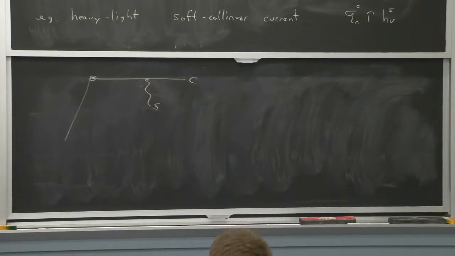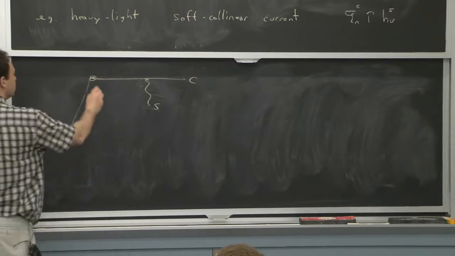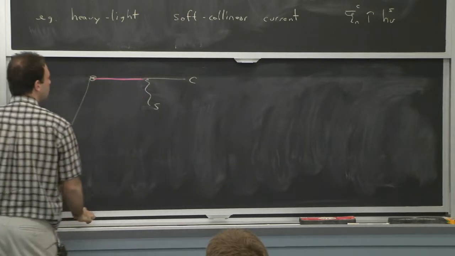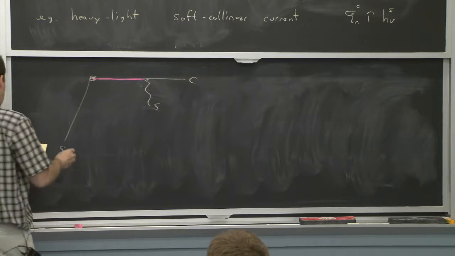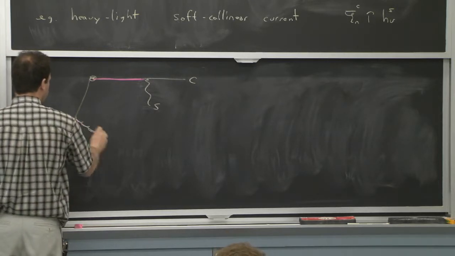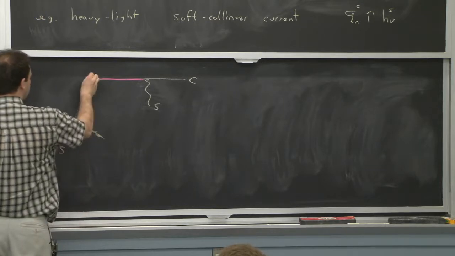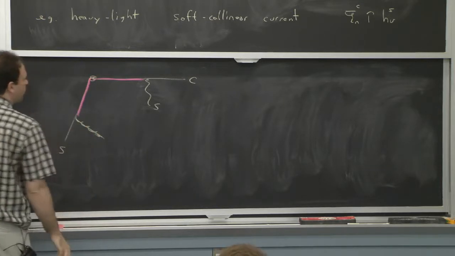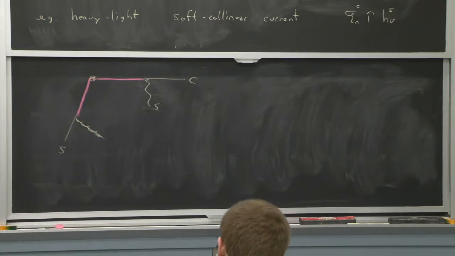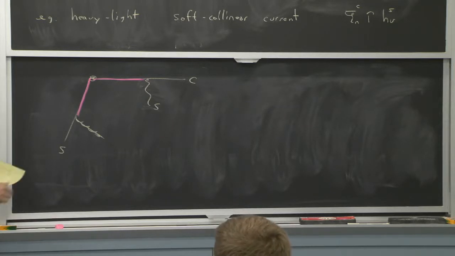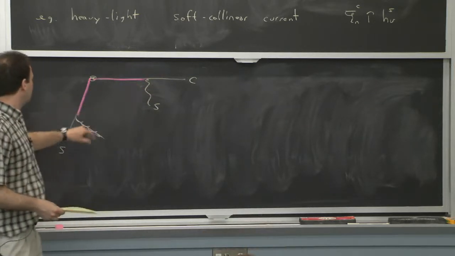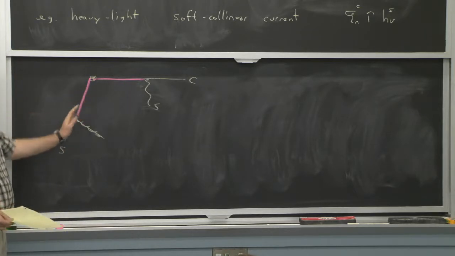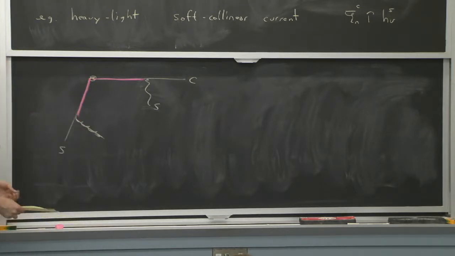That would give you something that's off shell. So this line here is off shell. And likewise, on this side, if this is soft coming in, but you attach something collinear here, then this is off shell. Before, when we had this picture and we were doing it for SCET1, one set of attachments would still lead to on shell, in particular on this side. And on this side, we got something off shell.